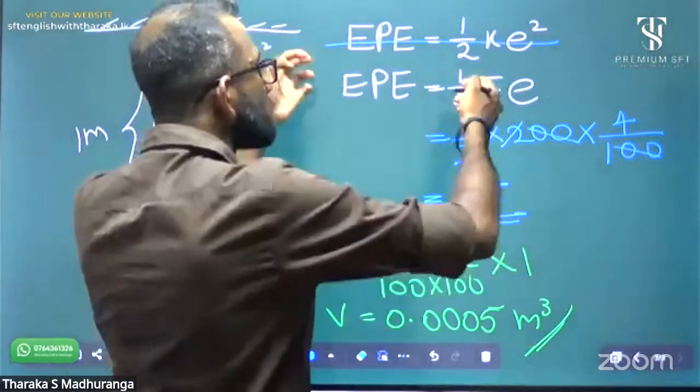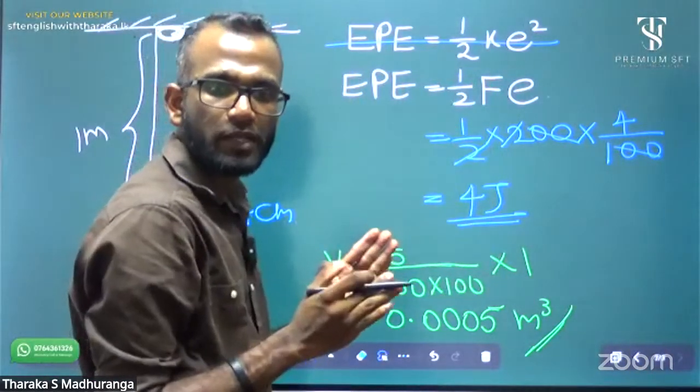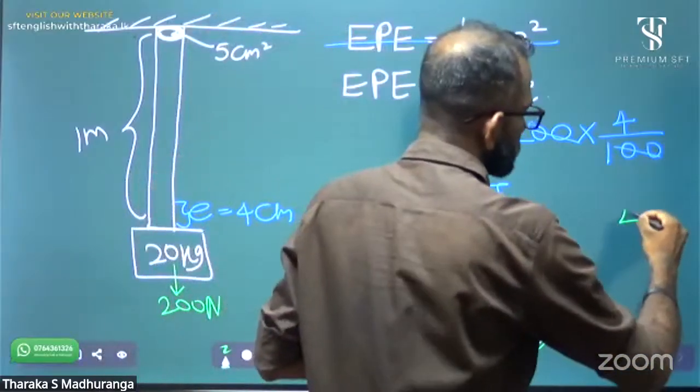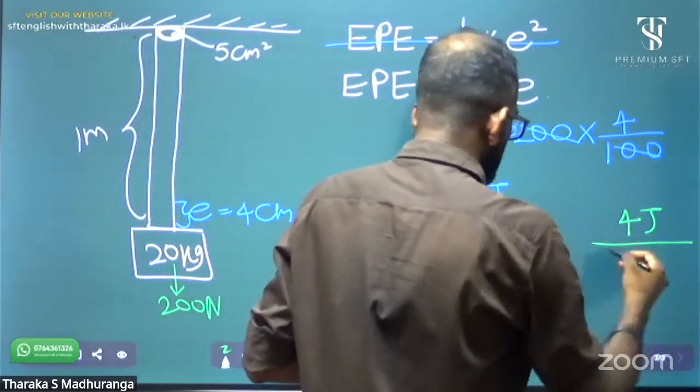Then how to calculate the elastic potential energy per unit volume? 4 joules divided by 0.0005.